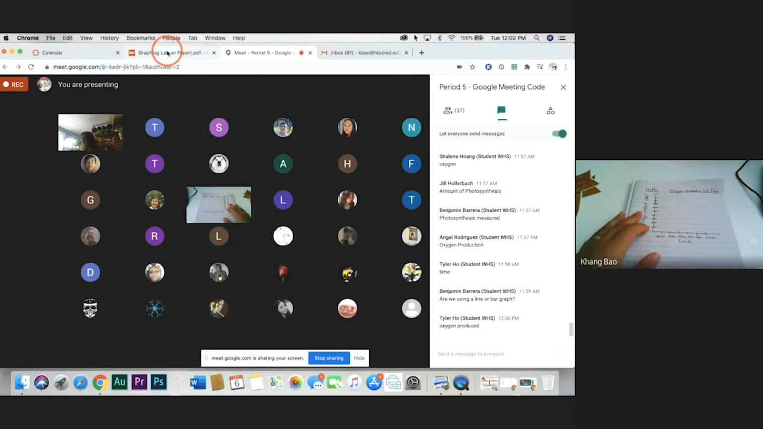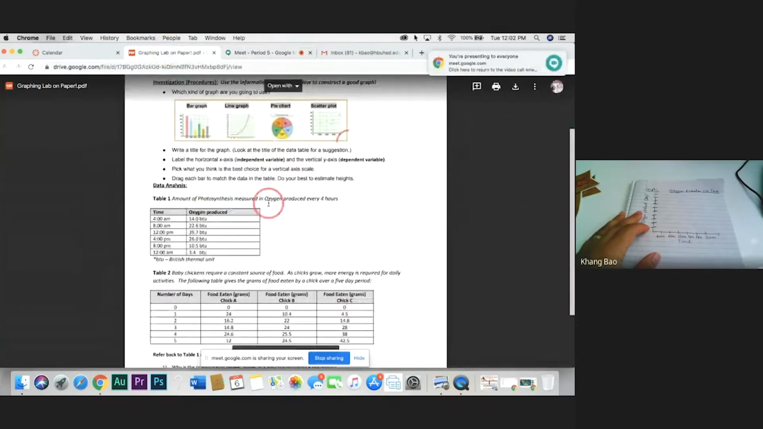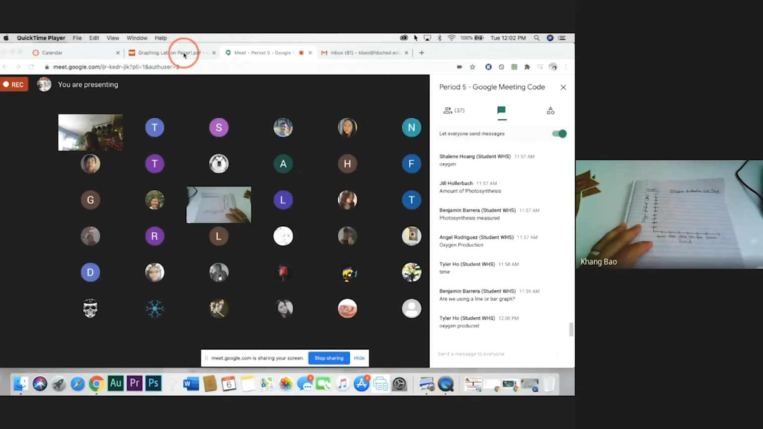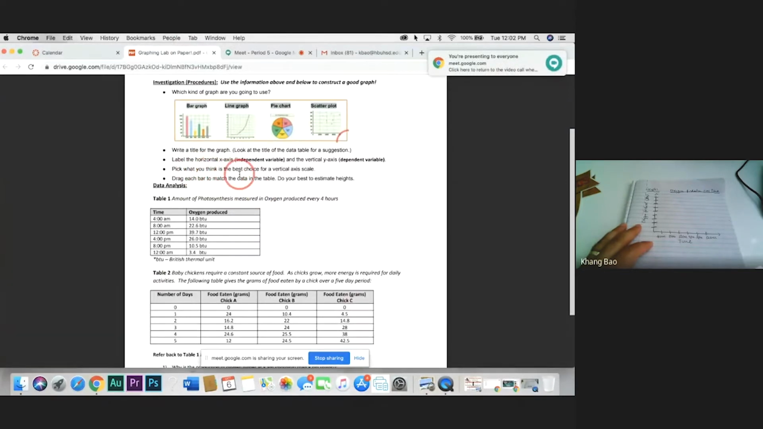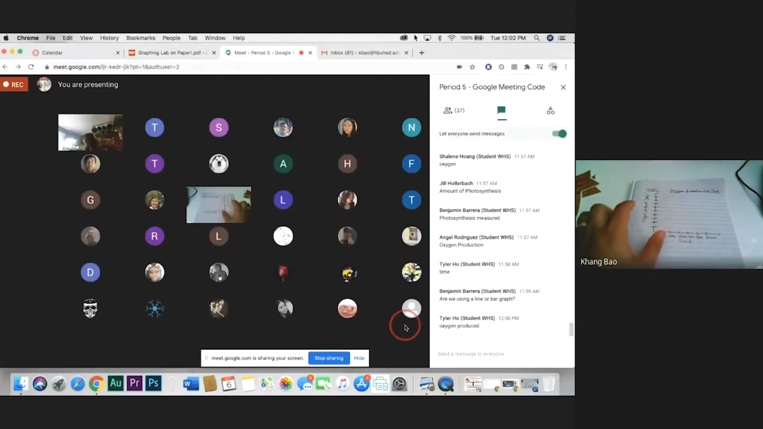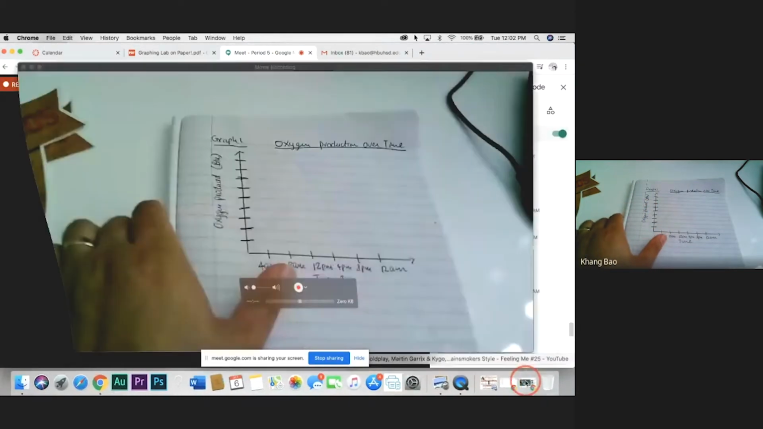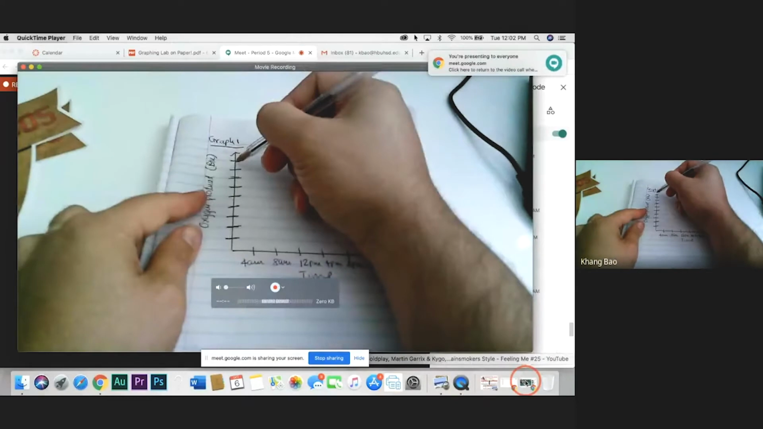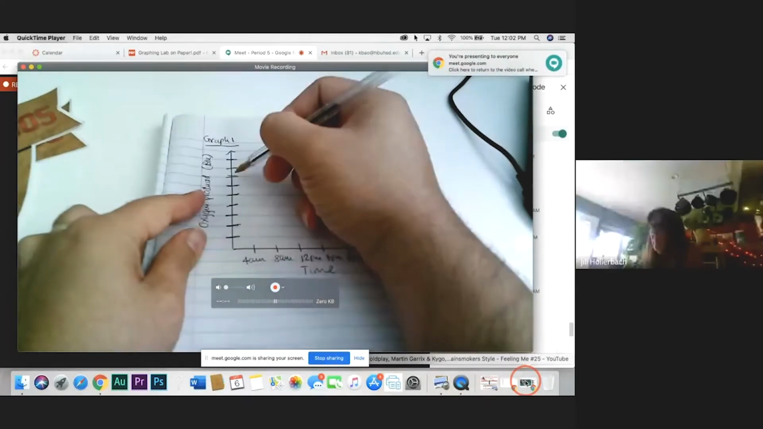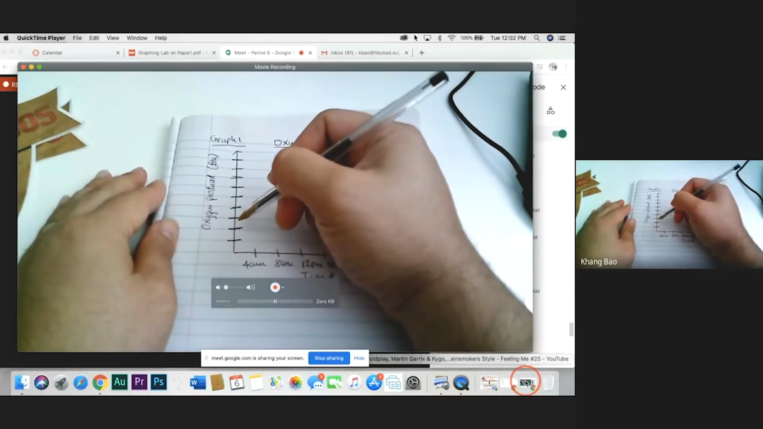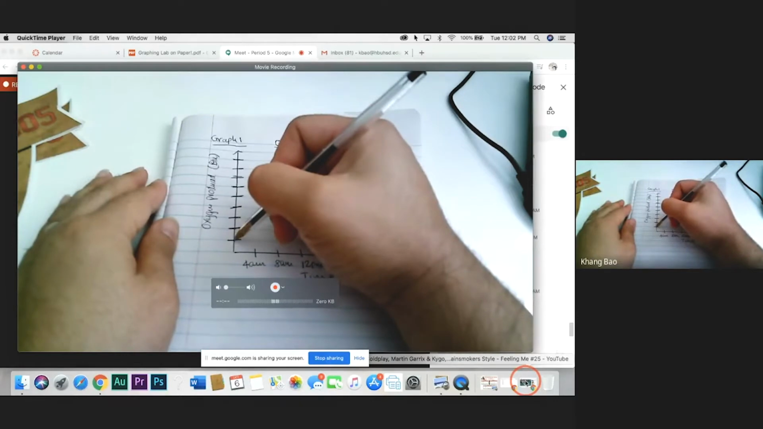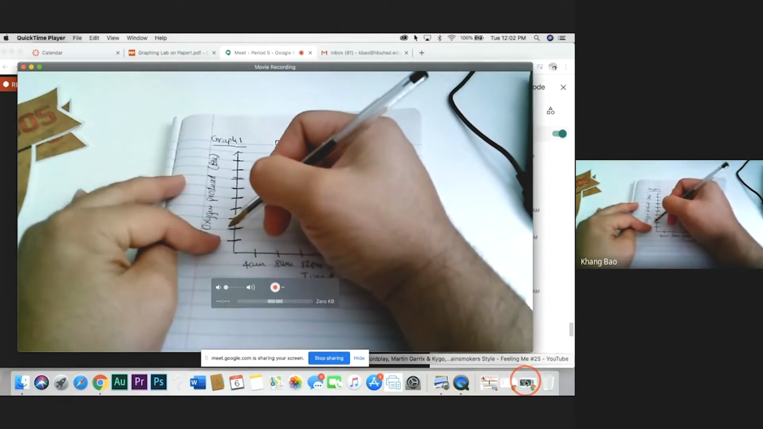Okay, what is next? The next thing is to pick what you think is the best choice for a vertical axis scale. So we're going to look at the vertical axis. We need to identify the scale, the spacing between every horizontal line, and it has to be consistent. Whatever you put here has to be the same as that.